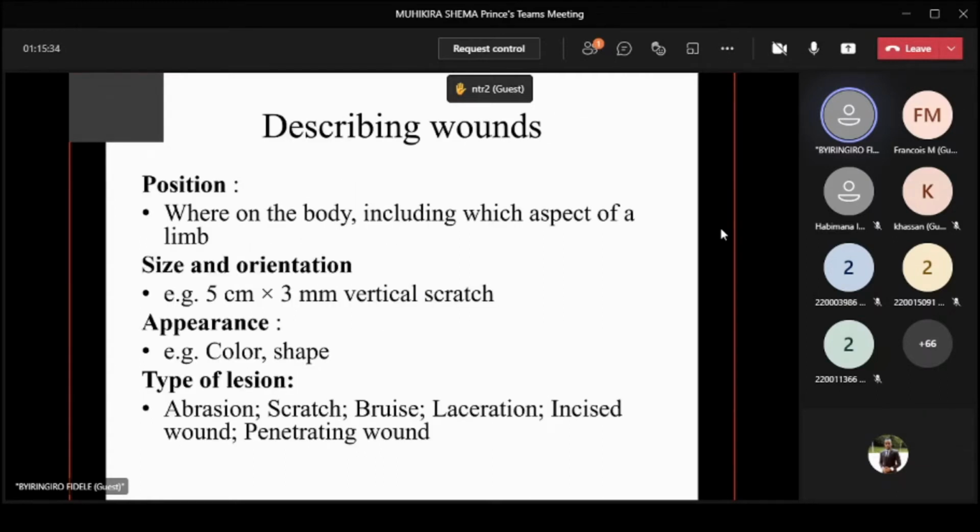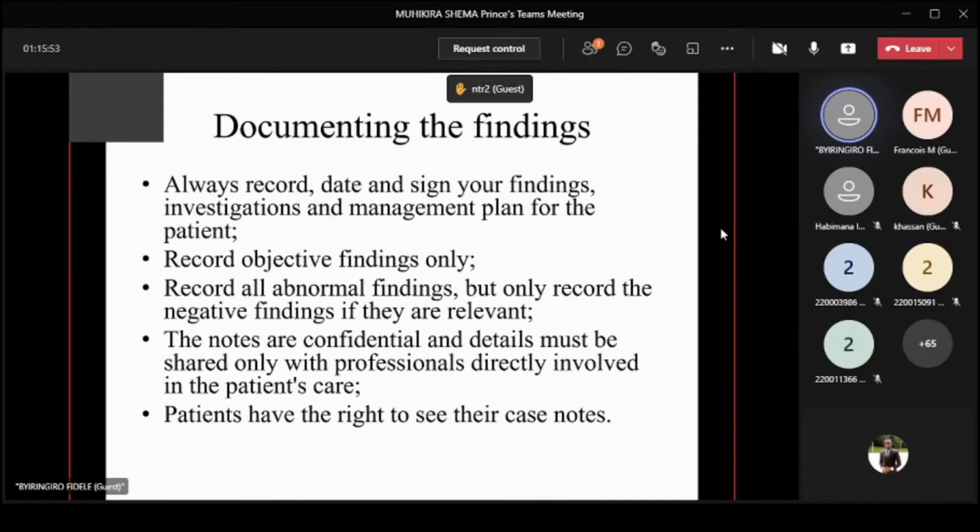To describe wounds, you need to know the position on the body, including which aspect of a limb, the size, orientation, for example 5x3, the appearance, for example colon shape, and the type of lesion: abrasion, scratch, bruise, laceration, incised wound, penetrating wound. When you document the findings, always record the date, sign your findings, investigations, and management plan for the patient.